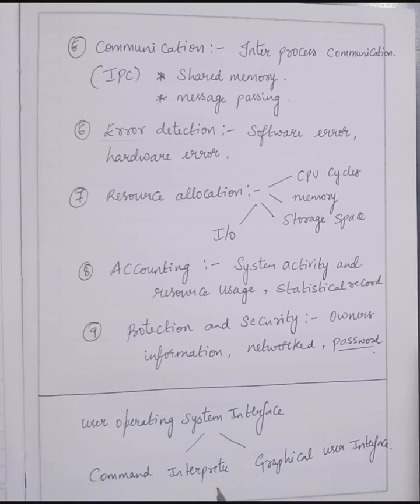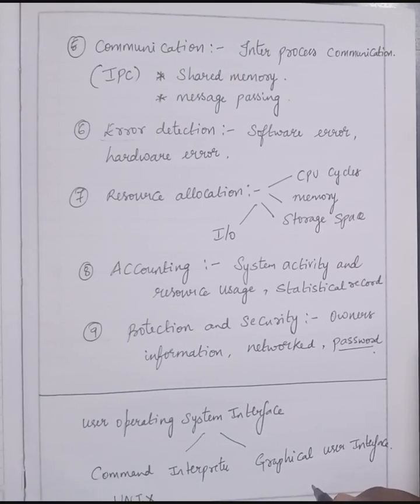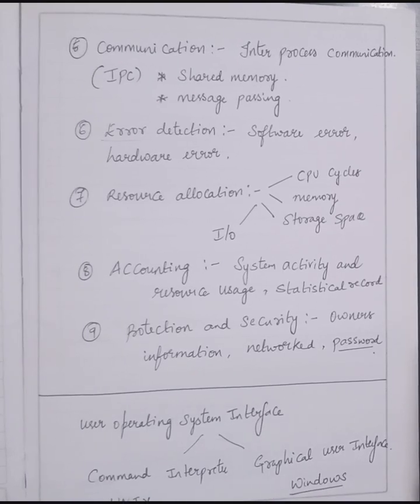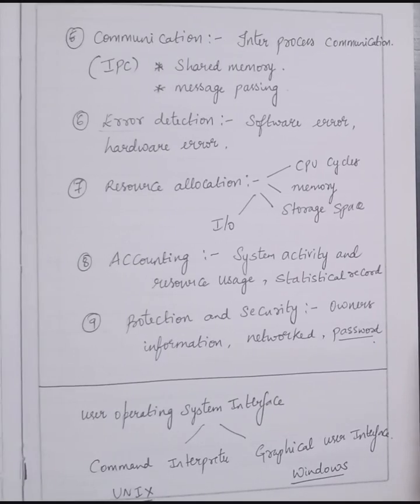Command interface means we give a command, like in the Unix operating system, which takes a command and works for us. Graphical user interface means systems like Windows, which give graphics like icons and buttons. So these are the two examples of operating systems: one is Unix and one is Windows.